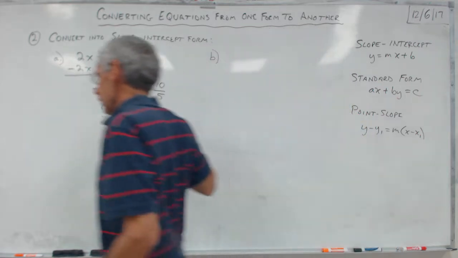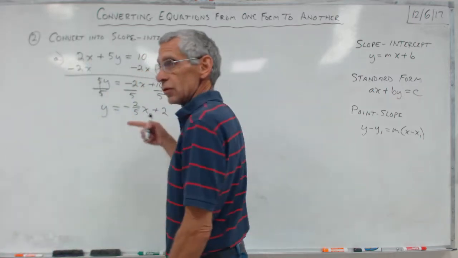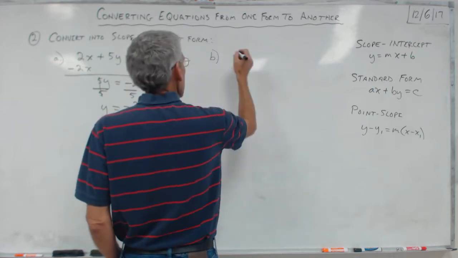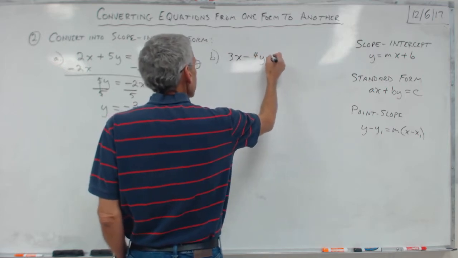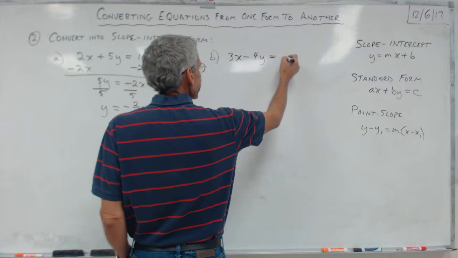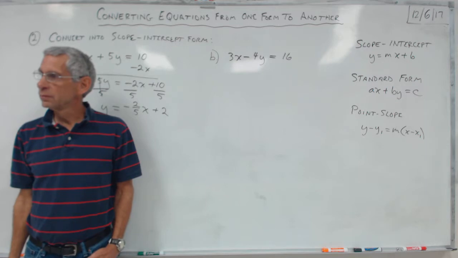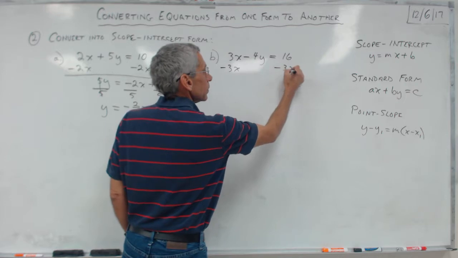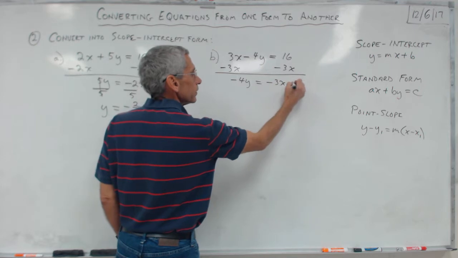Let me look at some of these problems. Okay, so let's do one more like this, and then we'll do some point slope. Let's say I gave you 3x minus 4y is equal to 16. What would I do? Mushi, what would you do? Minus 3x on both sides. Negative 4y is equal to negative 3x plus 16.